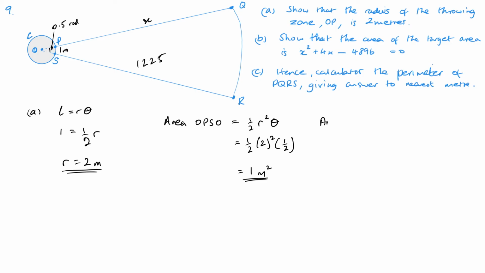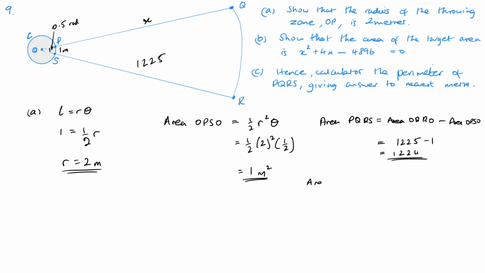So we want area PQRS, and that is area OQRO minus area OPSO. So area OQRO is 1225 minus 1, so 1224.